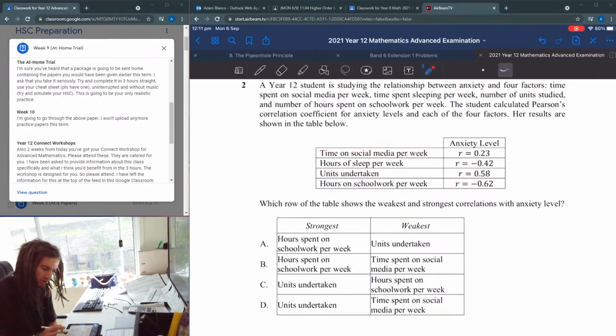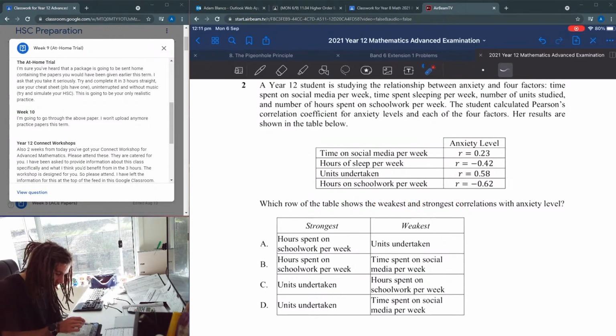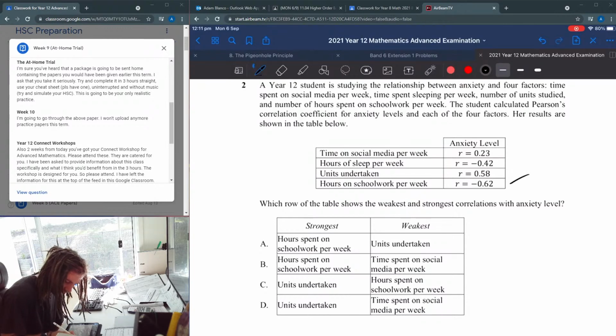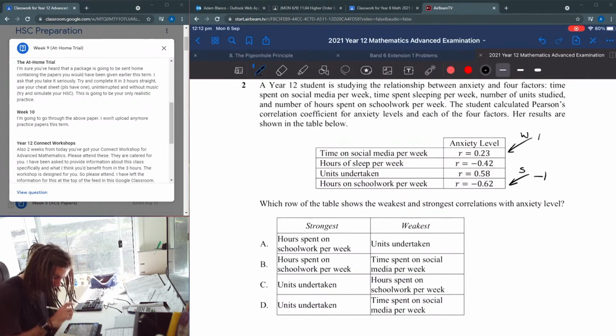Anyway, which row shows the weakest and strongest? It doesn't say positive or negative, so you're looking for values that are closest to -1 or 1, so closest to absolute value of 1, if you wanted to think of it like that. That one is the closest thing to -1, and that one is the furthest thing from -1 or 1. So that's the strong one, and that's the weak one. Hours spent on homework is strong, so that's one of these two. Time on social media is the weak one, so it's one of these two, so that means B must be my answer.